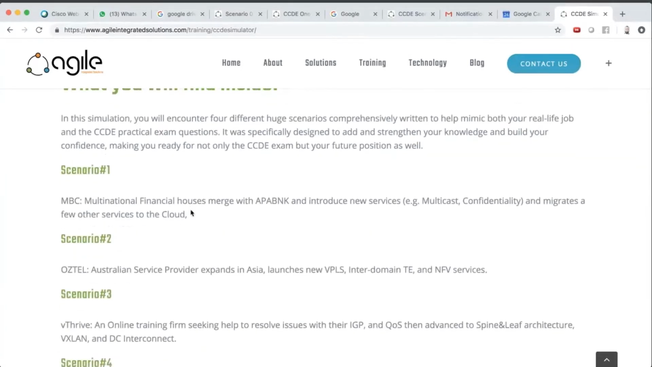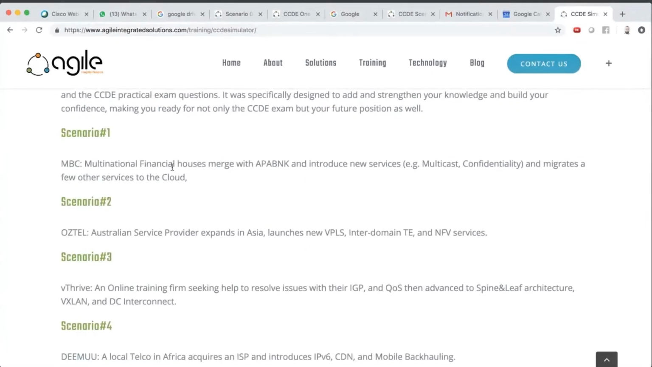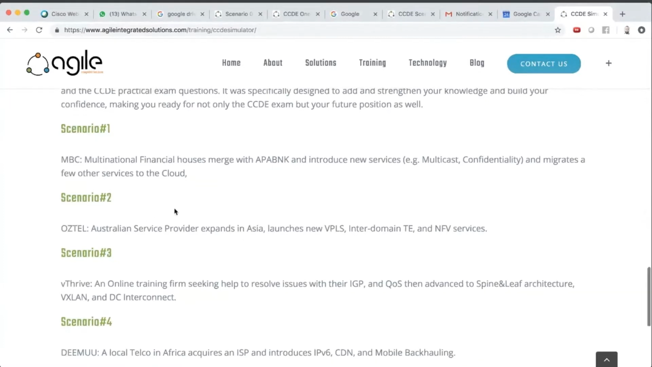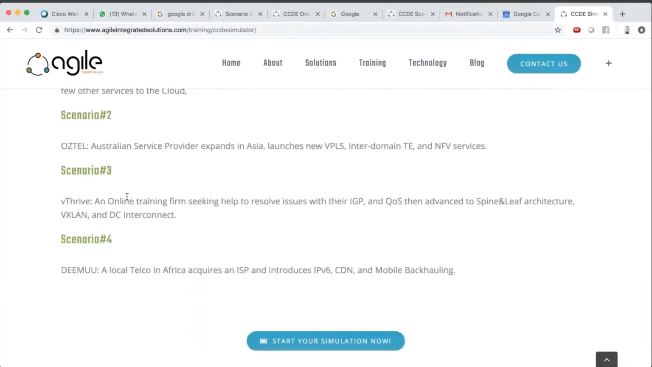Each scenario is a complete scenario. One of them is more enterprise, like a financial institute merging with another bank in Asia. Maybe this is one we'll try to practice together now. Second one is an Australian service provider here in Australia, land down under. Yeah, it's good. Third one is an online training firm in Egypt and Middle East, and this scenario is more into data center switching, multicast, and so on. And the last scenario is a mobile operator in Africa.